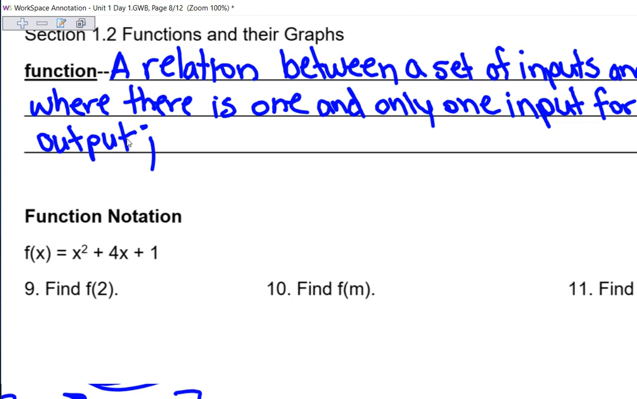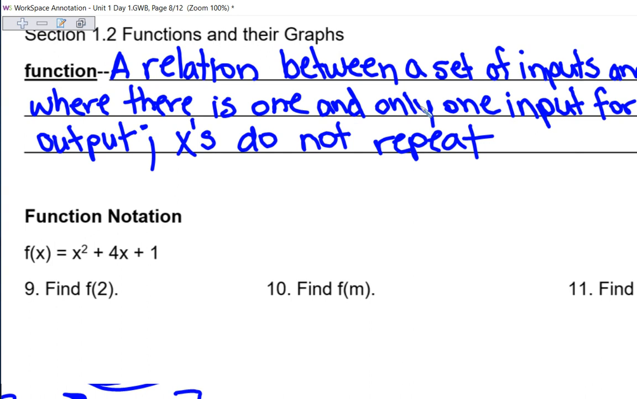Or another way you could say that is that the x's do not repeat. So if x repeats, it's not a function. Every x can have one and only one y. So x cannot repeat with another y. So one partner and one partner only.